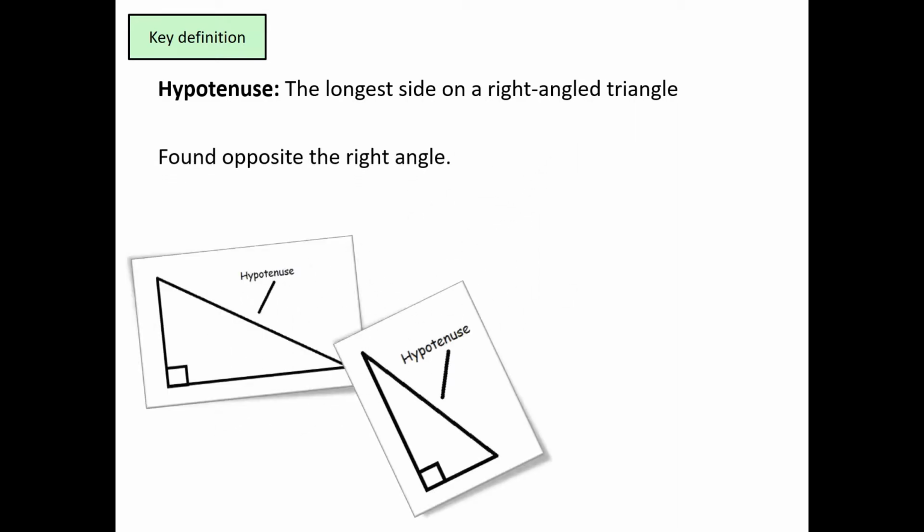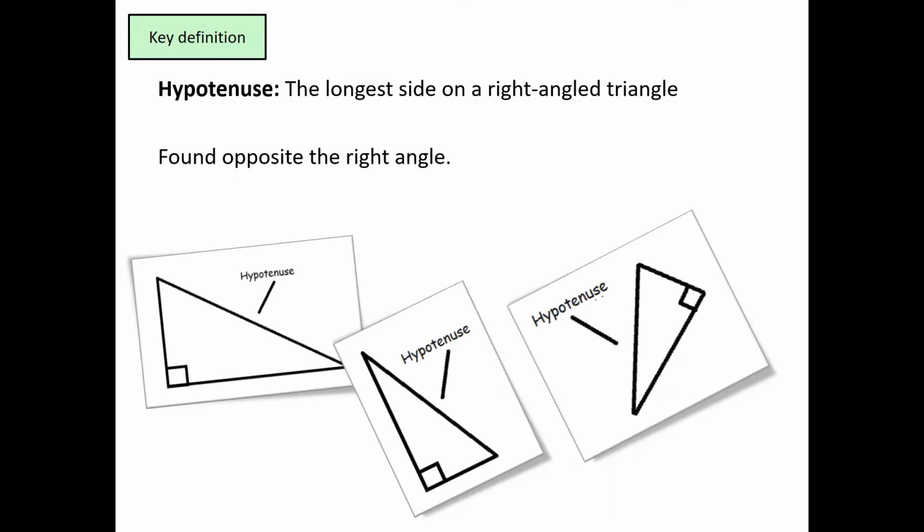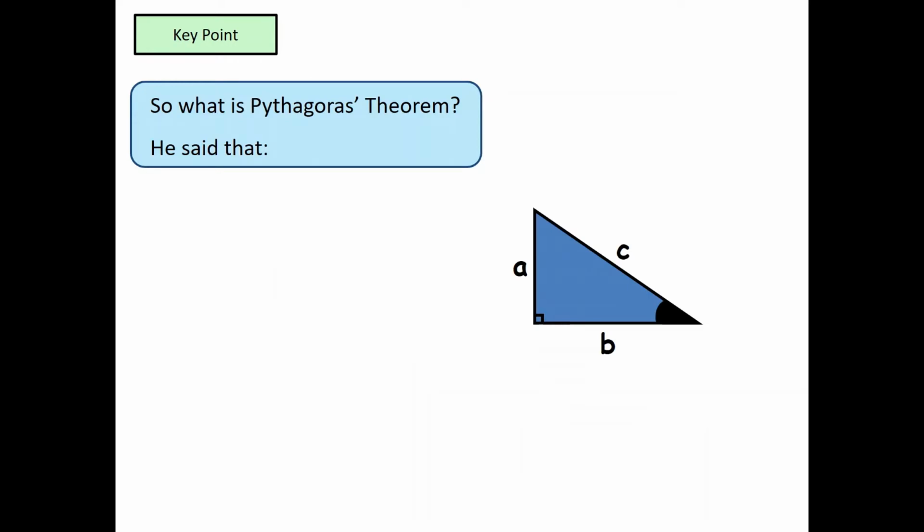Okay, so here we have a few diagrams. The hypotenuse has been labeled. So what did Pythagoras find? He found if I was to create two small squares on the shorter sides, the area of those two smaller squares is equal to the area of the square created on the longest side.